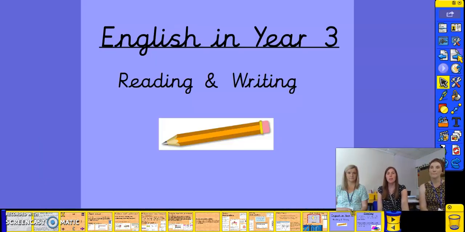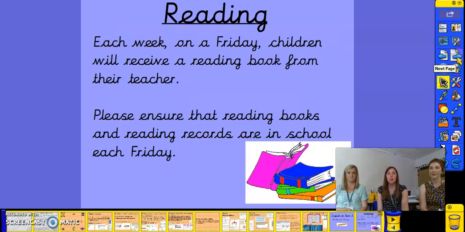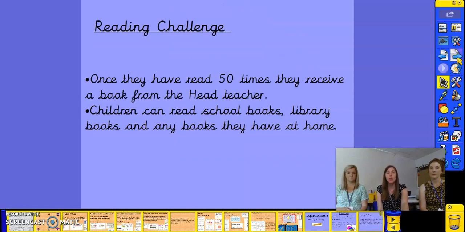Okay, so I'm now going to take you through reading and writing in Year 3. We will be changing reading books on a Friday. So please make sure your child has their reading book and their reading record in school each Friday, and we will be sending home a new book then. Also, please make sure you continue to read with your child as often as possible.